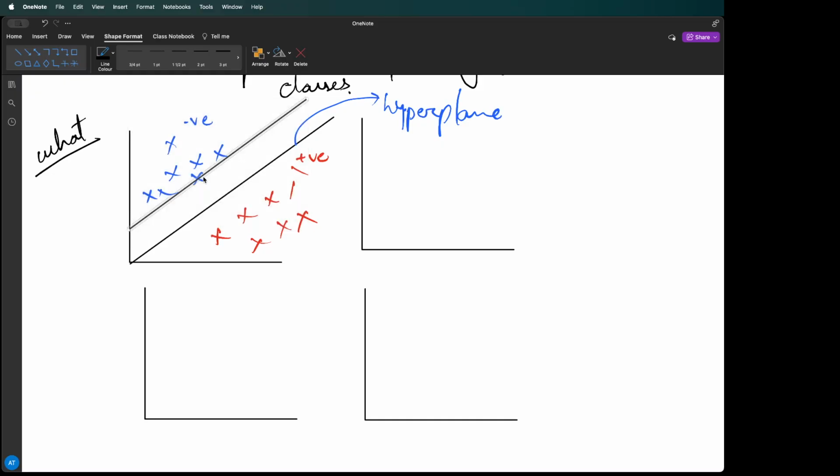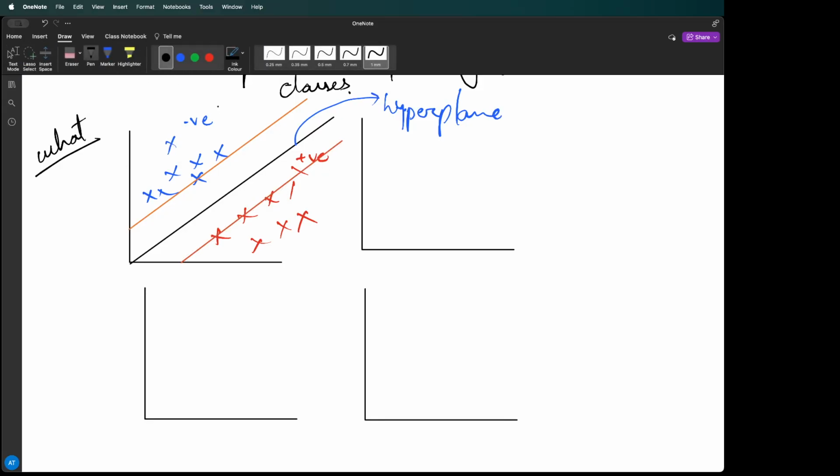The margin goes from the nearest point of the particular class. Let's make this blue and this orange. And one more margin line from here, which goes from the outermost, the nearest point, to the hyperplane. This one is the nearest one, and this is the nearest one to the hyperplane. It can be more than one; if multiple points are on this line, that is also possible, for example in the positive case.